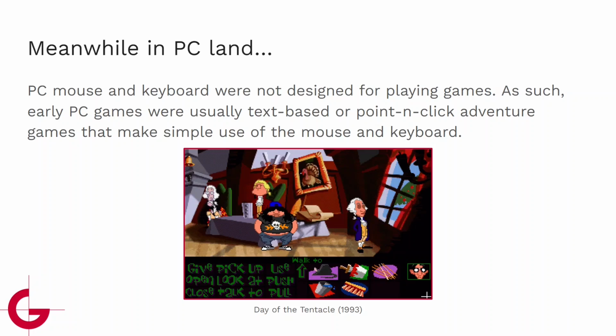So the early days of PC games usually use the mouse and keyboard setup in a very conventional way of how people usually use their computer. Clicking on stuff, using arrow keys, etc. So we usually see text-based or point-and-click adventure games that make very simple use of the mouse and the keyboard.